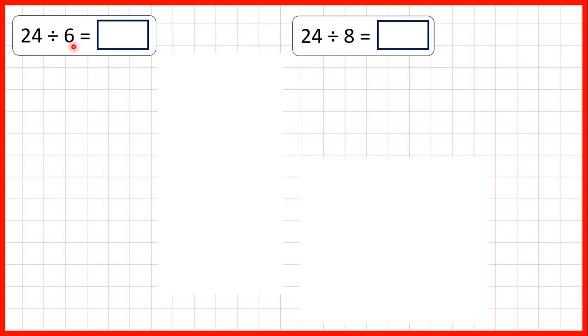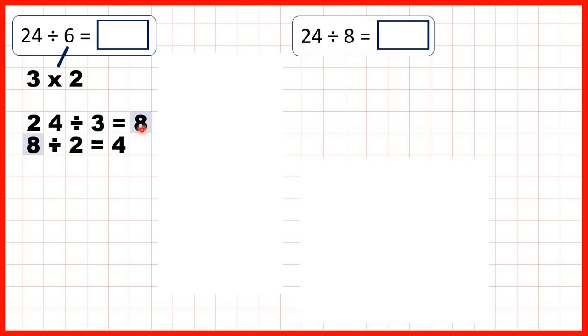This trick also works when we're dividing by single-digit numbers, and this will help us to understand why using factor pairs to divide works. So, if we have 24 divided by 6, but we don't know our 6 times table, we could use the factor pairs 3 and 2 to divide. So first, we could divide 24 by 3 to get 8, and then we could take that 8 and divide it by the other factor pair, so divide it by 2 to get 4 as our answer.